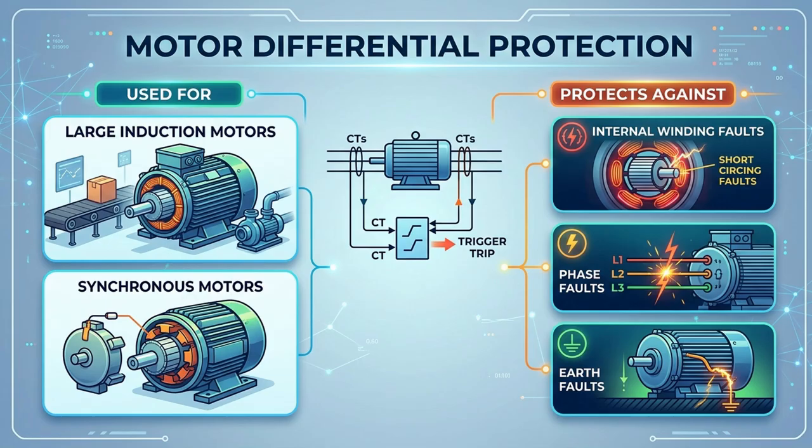Finally, let's look at motor differential protection. It is mainly used for large induction motors and synchronous motors. What does it protect against? Internal winding faults, phase faults, and earth faults. The relay detects these faults quickly and disconnects the motor before serious damage occurs.